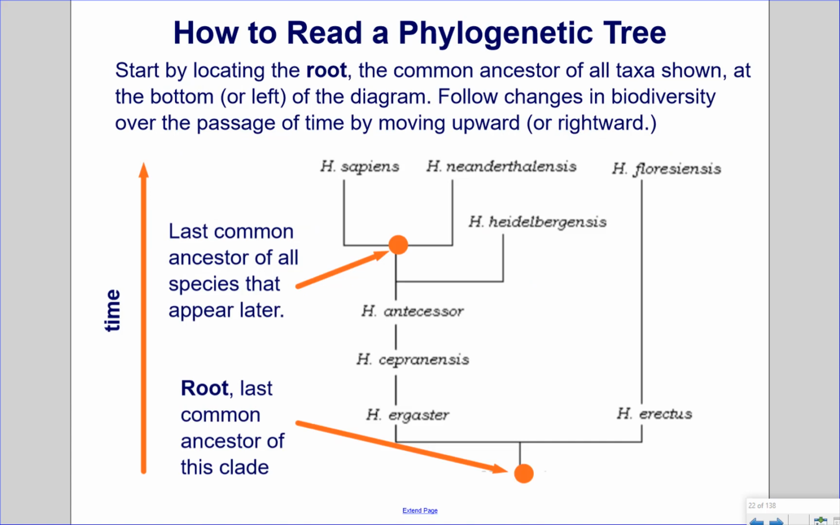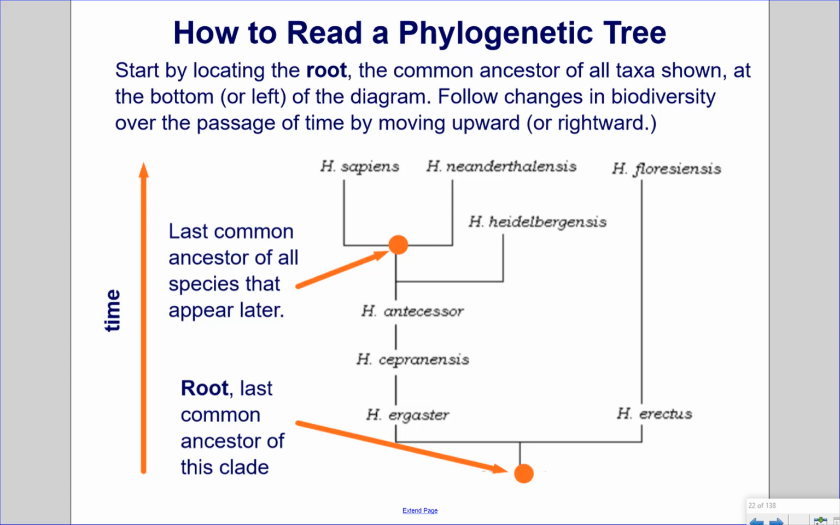How to read a phylogenetic tree. Start by locating the root, the common ancestor of all taxa shown at the bottom or left of the diagram. Follow changes in biodiversity over the passage of time by moving upward or rightward.